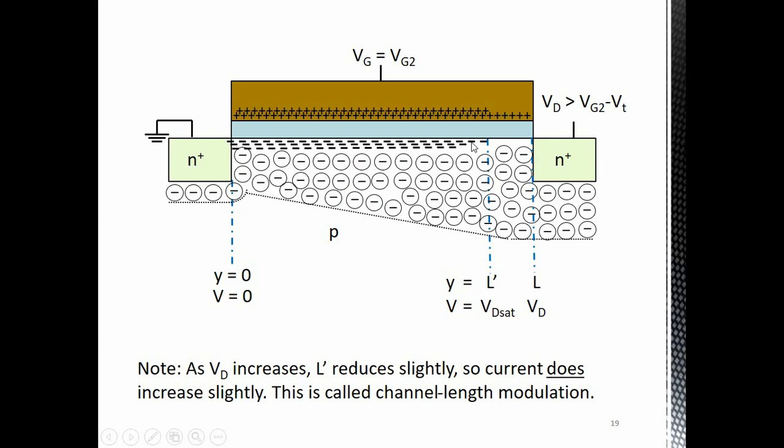Alright, and that is called channel length modulation. When the drain voltage increases, the pinch off point moves to the left, and therefore the effective channel length reduces. That effect is called channel length modulation. So channel length modulation causes the current to increase slightly as the drain voltage increases in saturation.